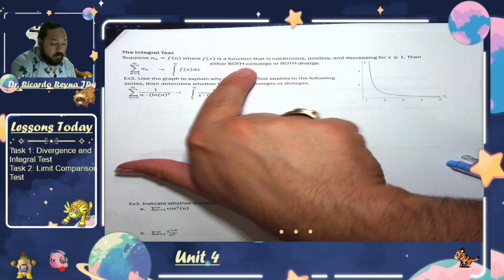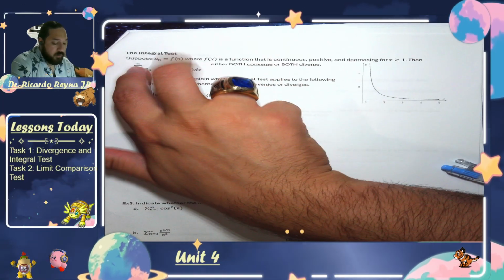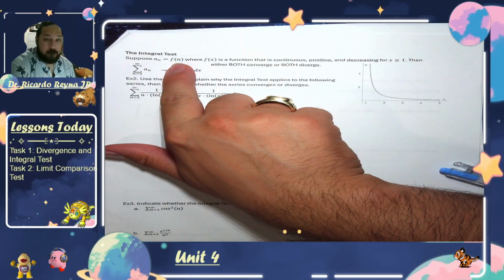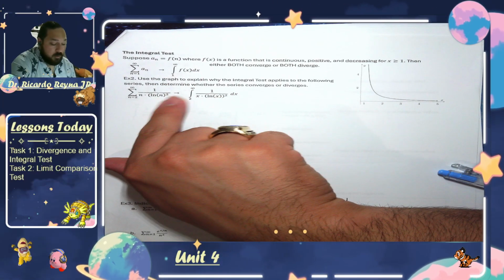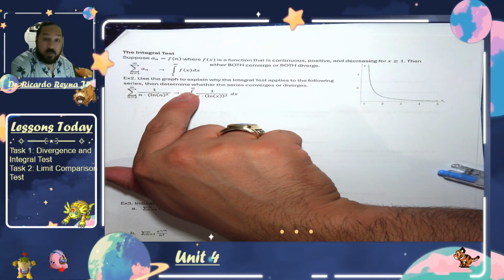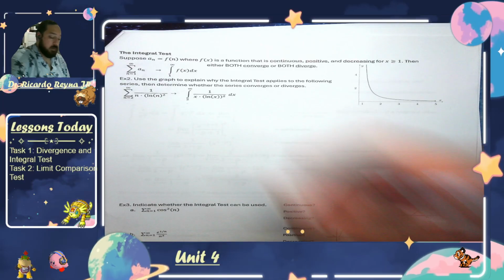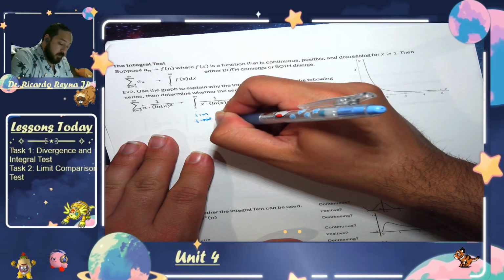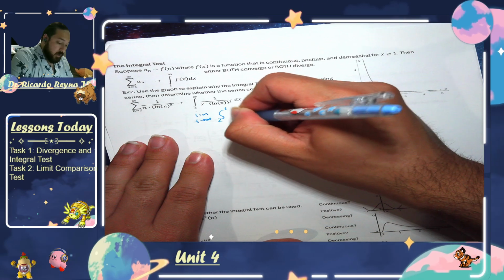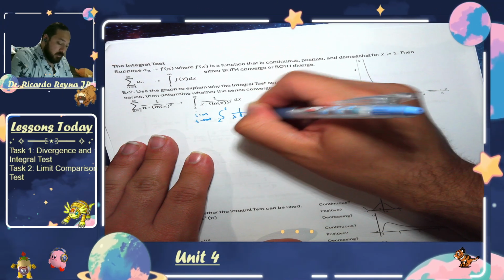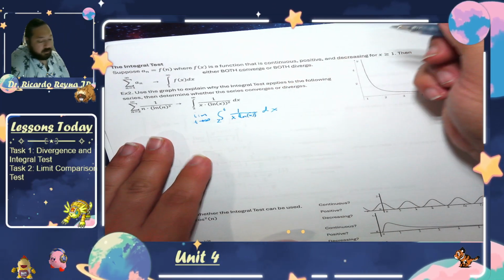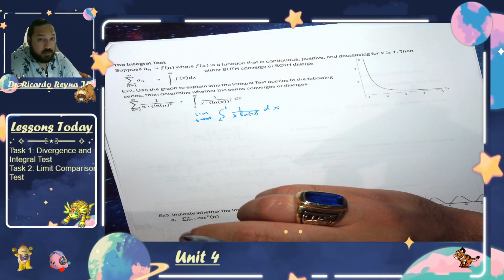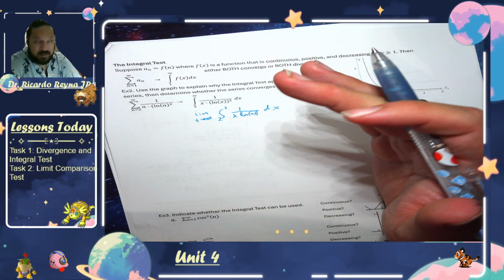Then either both converge or diverge. So both of these things have to converge or diverge. So when I express this, remember, the gimmick with this is that we don't say infinity. We say the limit as some t goes to infinity of the integral from 2 to t of 1 over x times ln of x, all of which is squared, dx.